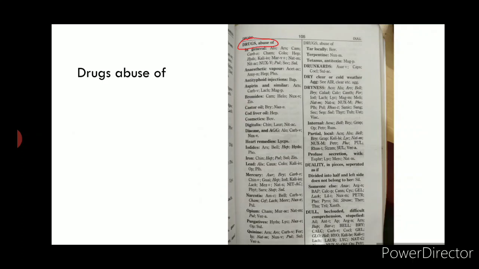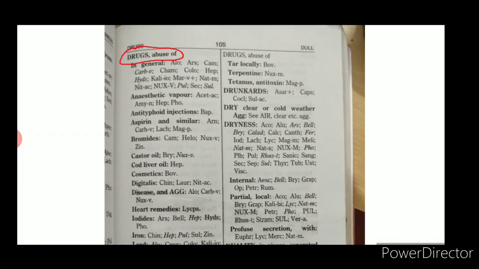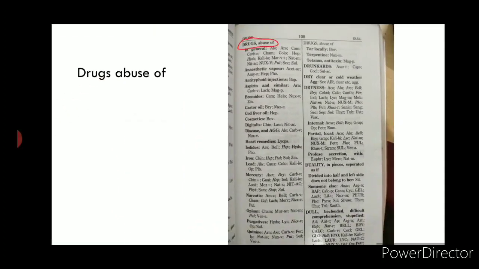Then we have one rubric, drugs abuse of. So bad effects of drugs, bad effects of any particular medications which the patient is taking over a long continued period. And if you think that the patient is suffering with a side effect or bad effects, you can take help of this rubric and the sub rubrics given under the rubric.